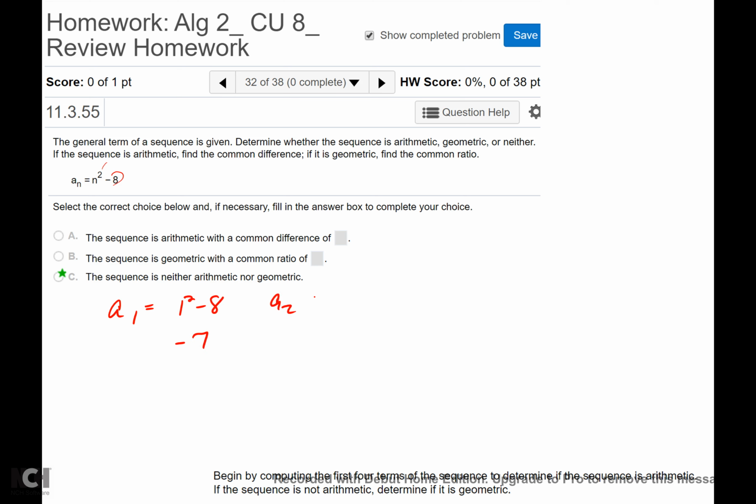A sub 2 would be 2 squared minus 8. That'd be 4 minus 8, which is negative 4. A sub 3 would be 3 squared minus 8. That'd be 9 minus 8, which is 1. A sub 4 would be 4 squared minus 8. That'd be 16 minus 8, which would be 8.